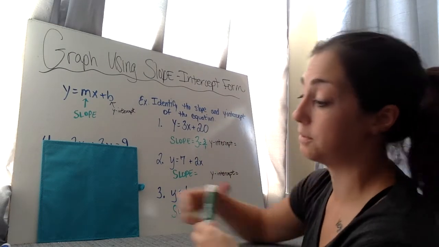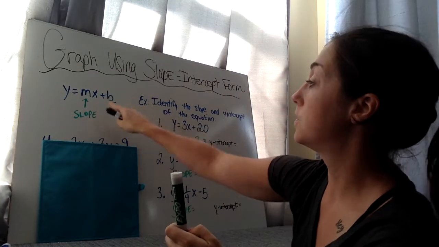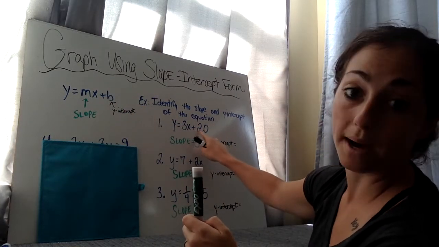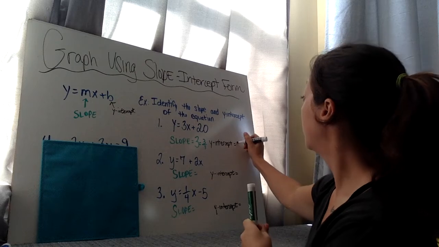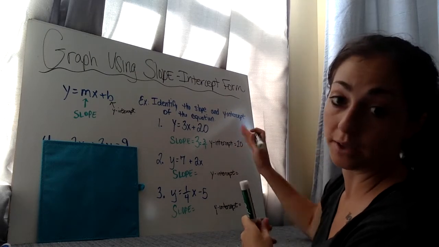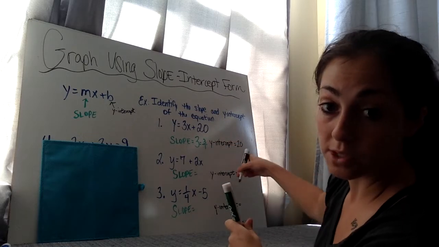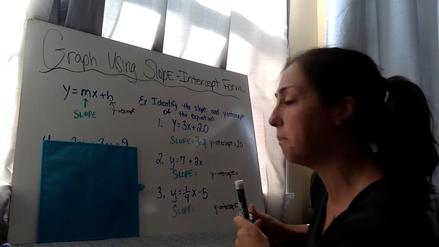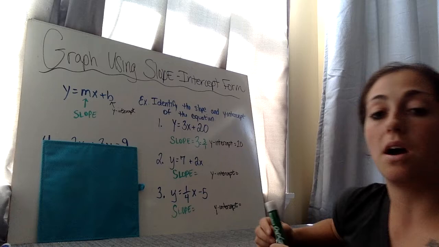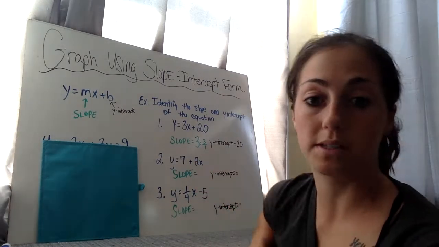Okay, my y-intercept. Well, that's my b value. So you've got to look there. What's my b value? A positive 20. So this line crosses the y-axis at 20, and the slope is rise 3, run 1. So from 20, we rise 3, run 1. All right, cool. Number 2, we've got y equals 7 plus 2x.